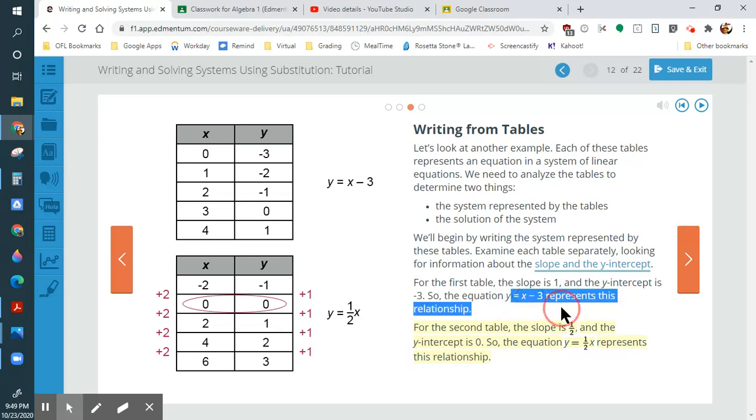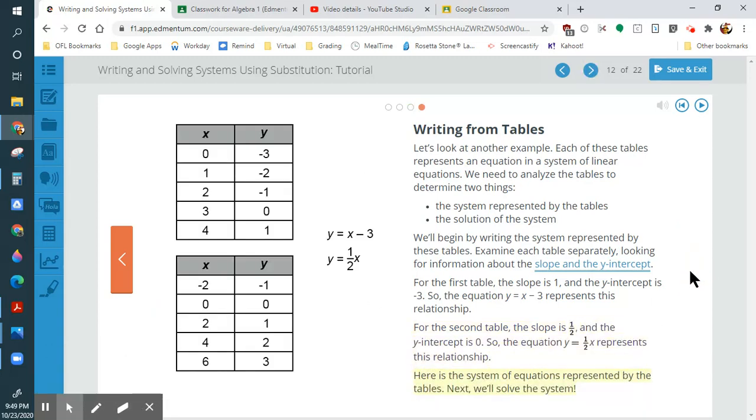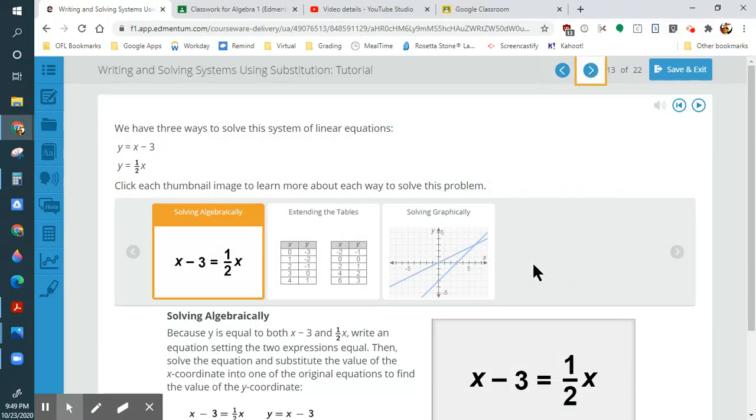Our slope here was 1 because our rise over run was 1. This one, remember I said it's direct variation. You cut this in half, you get that. Cut that in half, you get that. Cut this in half, you get that. Cut this in half. Yeah. All right, so moving on. So those are equations. Go into the next slide.